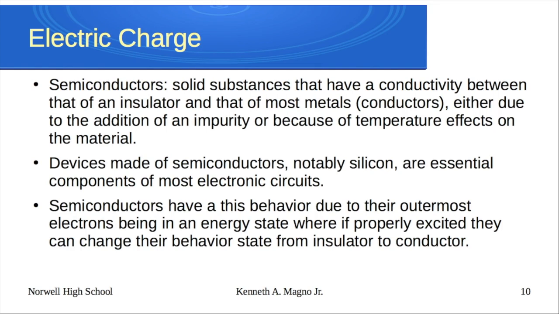And it basically deals with the fact that outermost energy state, if we properly excite it, we can either make it behave like an insulator or make it behave like a conductor. Basically, we make a switch out of it. And that's what a transistor does. It transitions between acting as a conductor and acting as an insulator by giving it a little bit of a charge, so what they call like a switching charge.